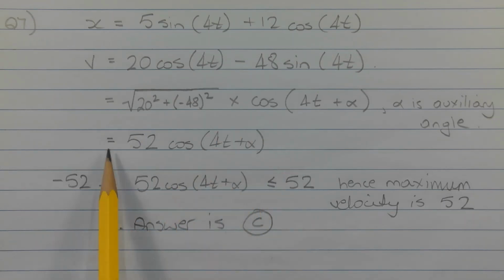If we want to consider the range of this function, 52 cos 4t plus alpha will range from negative 52 to positive 52, inclusive of the endpoints. And that's because cos 4t plus alpha itself will range from negative 1 to positive 1, and so we're multiplying that by the amplitude. So the particle will swing from negative 52 to positive 52 and back again. So positive 52 represents the maximum velocity. Therefore, the correct answer is option C.